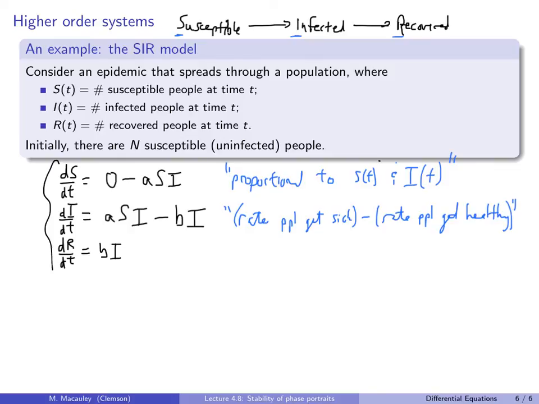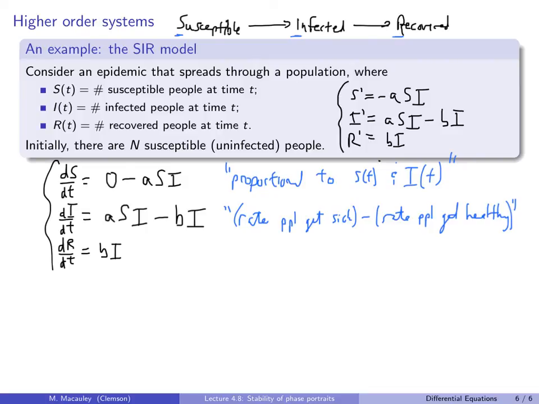So here is our system. This is nonlinear because of this term here, S times I. So let's write this up. S prime equals negative A S I. I prime equals A S I minus B times I. And R prime equals B times I.